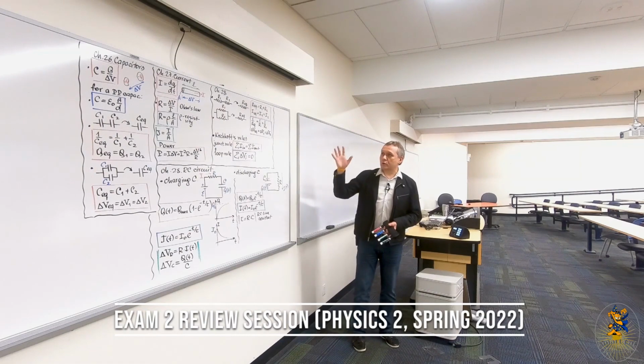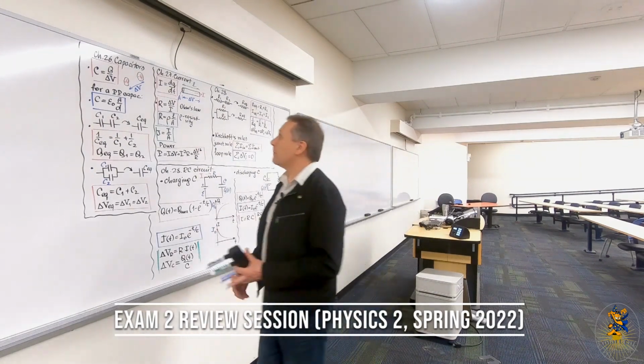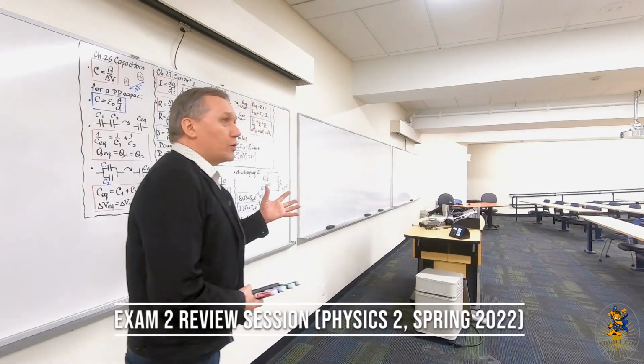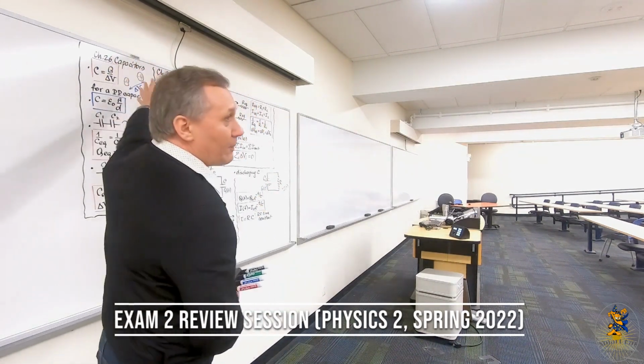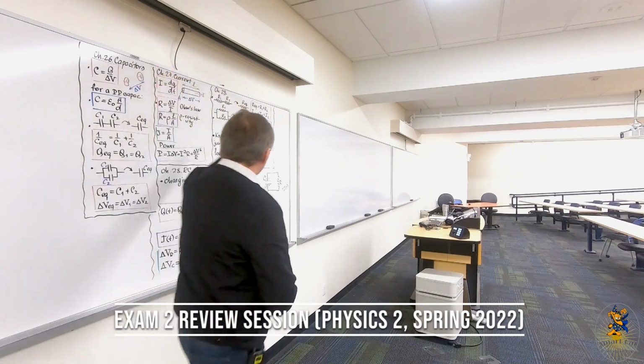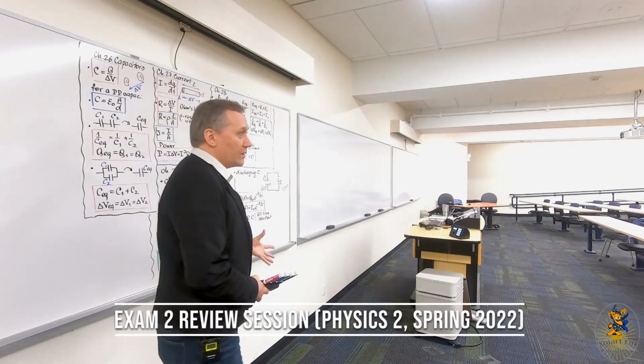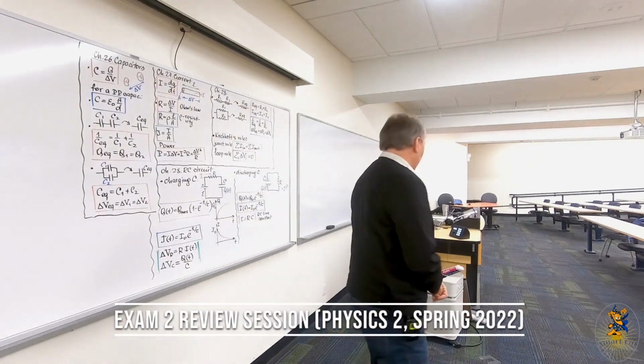So first, I usually review major points like I did in the online exam review session. On the exam, we're going to cover what? Everything from capacitors, basically the beginning of chapter 26, all the way to RC circuits, right? After that, we move to magnetism, but magnetism is not going to be on the exam.